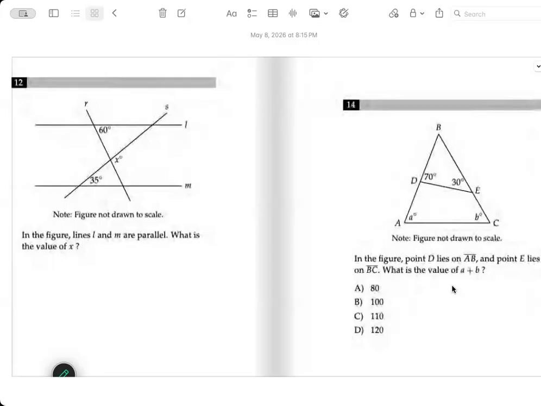So are we just answering questions? Do I just send you the answers? Yes, right now we are working on the SAT-based geometry questions.